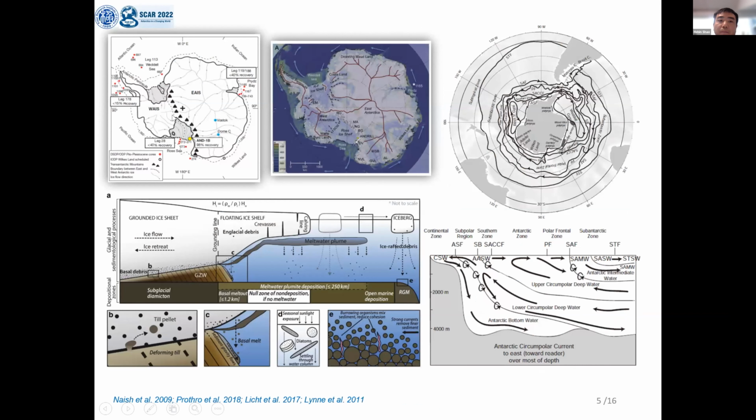These two figures show the ice flow direction in Antarctic, and the right two figures show the oceanic currents around the Antarctic. We can see that the coast currents are widely distributed around Antarctic, and this figure shows the sediment transport in the ice shelf front, in the front end of ice shelves, including the meltwater and iceberg transportation.